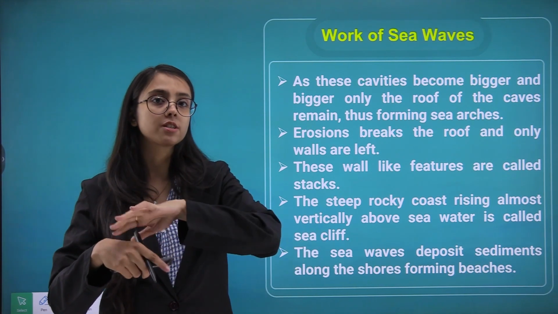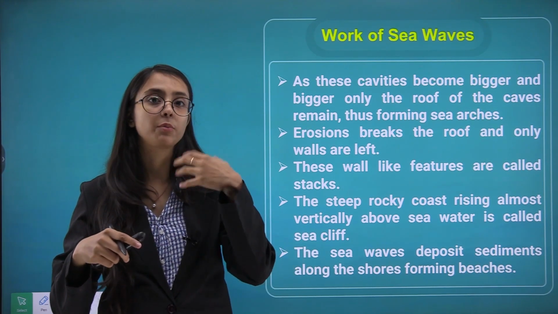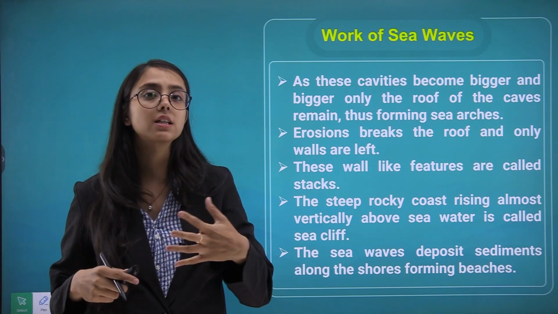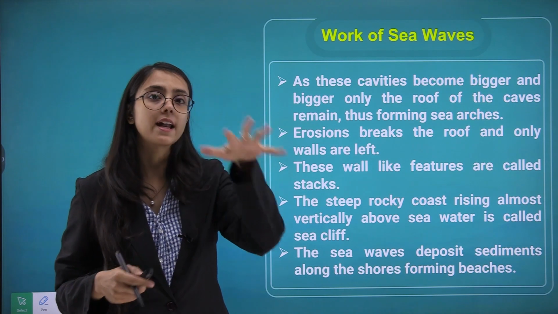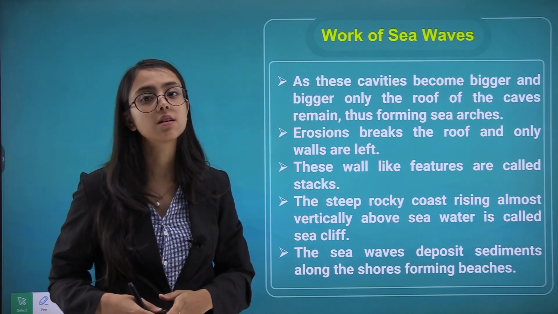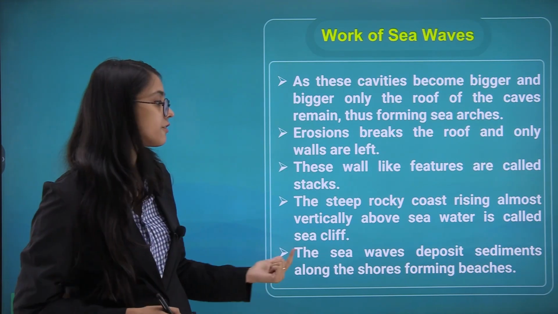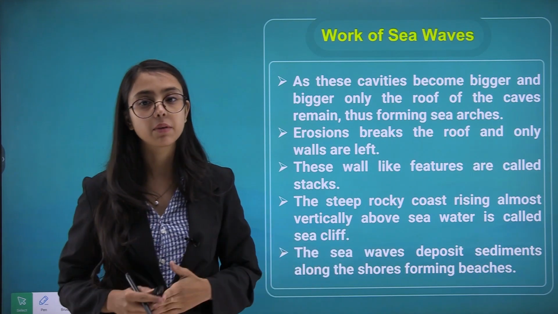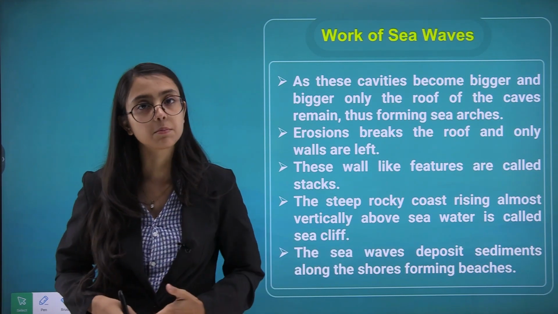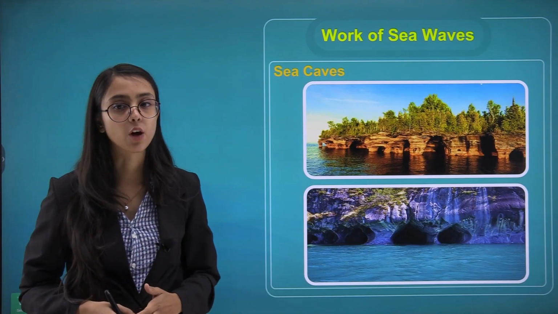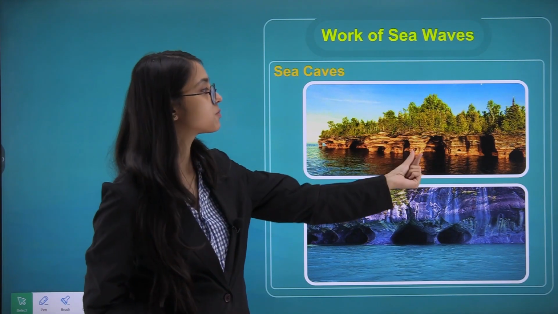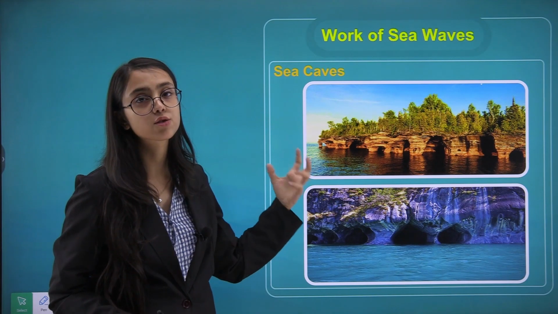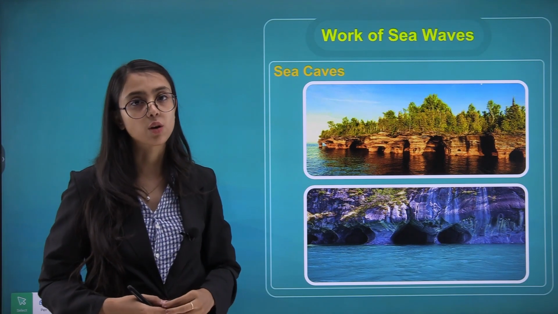So, as you observe, there is an arc which is formed by the sea wave and the erosion caused by them; the landmass above it is known as a sea cliff. The sea waves deposit the sediments along the shores, forming beaches. Now, here are some examples of sea caves. These are formed, as you observe, due to the erosion which was caused by sea water and waves.